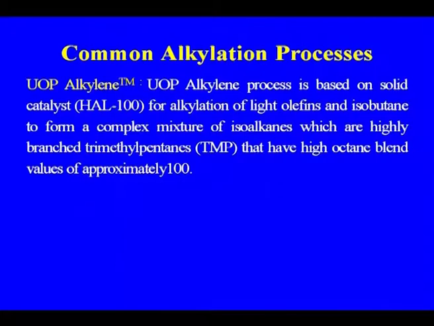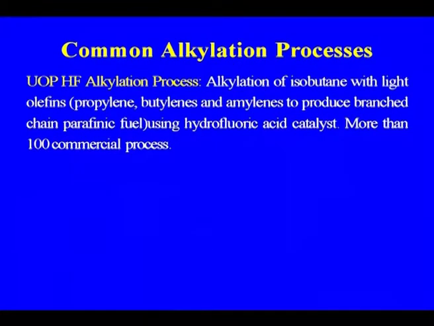In the UOP Alkylene process, they use the solid acid catalyst for alkylation of the light olefins and isobutane to form a complex mixture of isoalkanes, which are highly branched trimethylpentanes that have high octane blend values of approximately 100. So, this is what our interest is, to have highly branched paraffins.